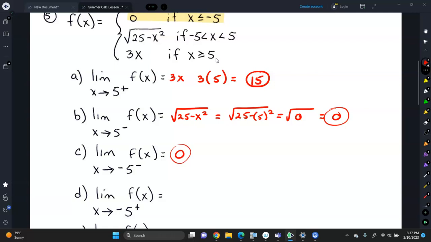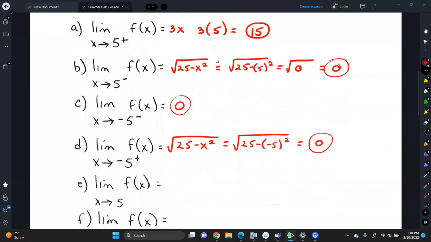And then letter D, we've got x approaching -5 from the right. So again, although we have two functions that are approaching from the right, this one is the one we're going to use because it's closer to the negative 5. So we're looking again at the square root of 25 minus x squared. And that's going to be the square root of 25 minus negative 5 squared, which will also equal 0.